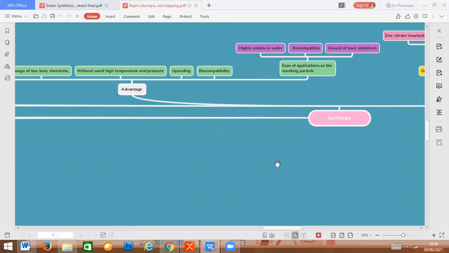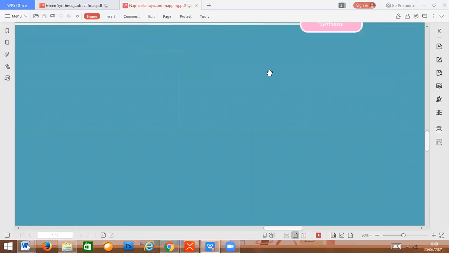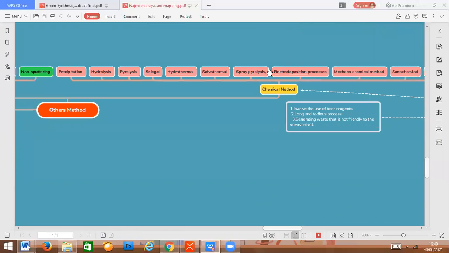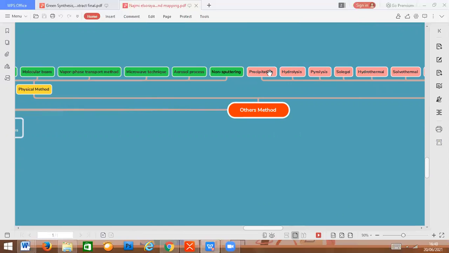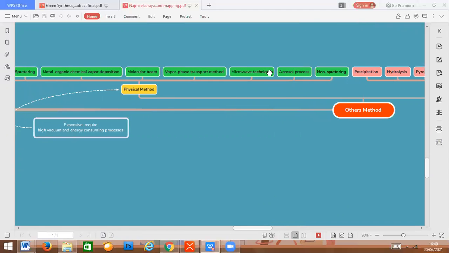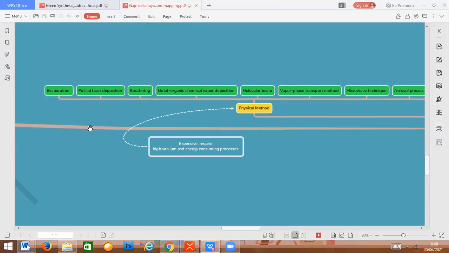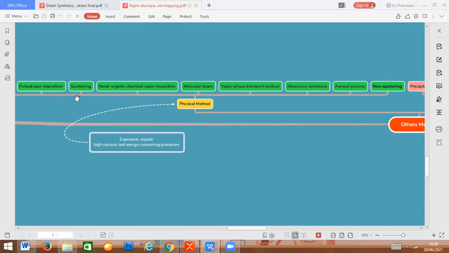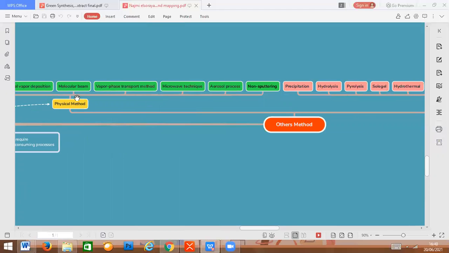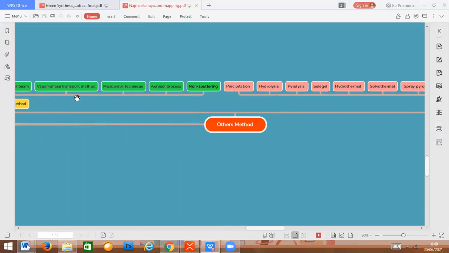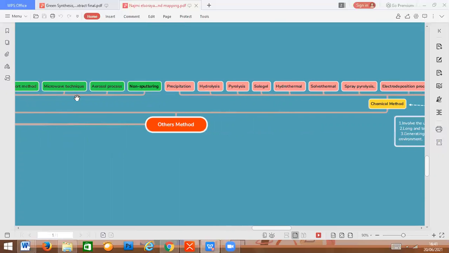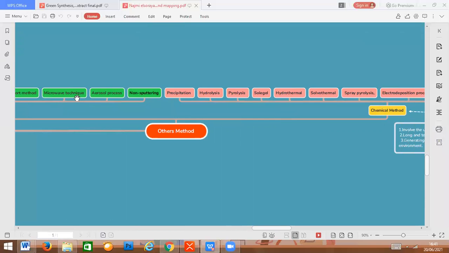And from the green synthesis, we can see green synthesis is not the only way to synthesize the ZnO nanoparticle. The other method used to synthesize ZnO nanoparticles is the physical method. This is the example of physical method: evaporation, pulse laser deposition, sputtering, metal organic chemical vapor deposition, molecular beam, vapor phase transfer method, microwave technique, aerosol process, non-sputtering. So there are so many methods in the physical method.